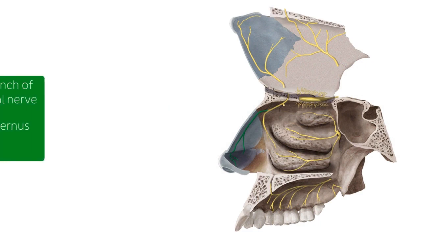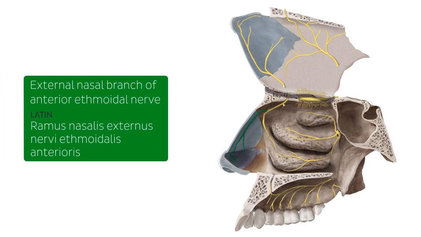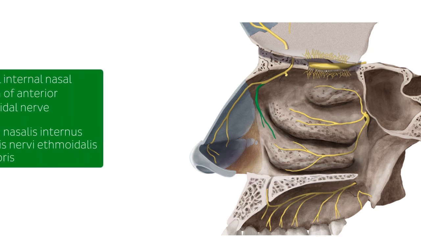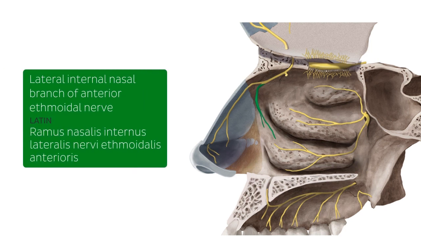So the branch running along the septum here is the external nasal branch of the anterior ethmoidal nerve. And as you can see, this is a terminal branch innervating the skin of the lateral nose. And the other branch we can see here is the lateral internal nasal branch of the anterior ethmoidal nerve, which is also a terminal branch. And this branch innervates the lateral wall of the nasal cavity.